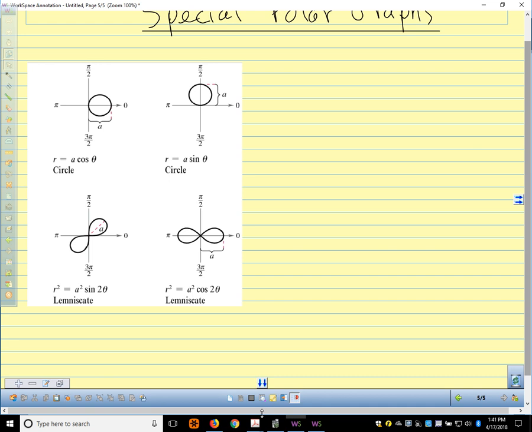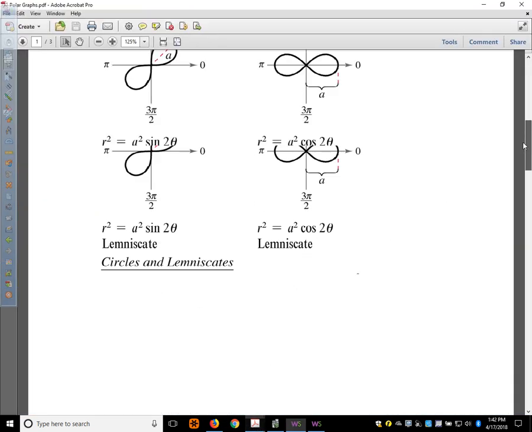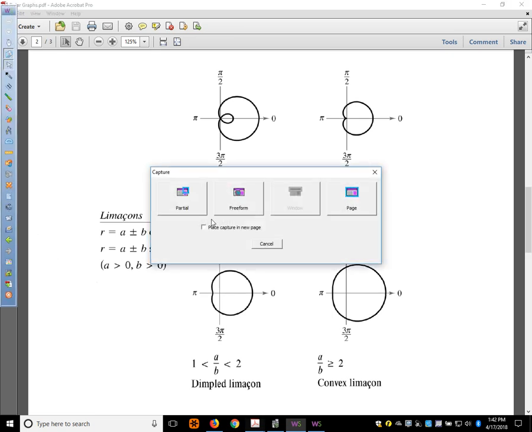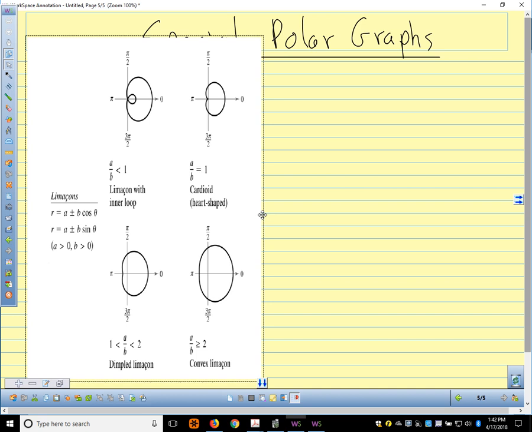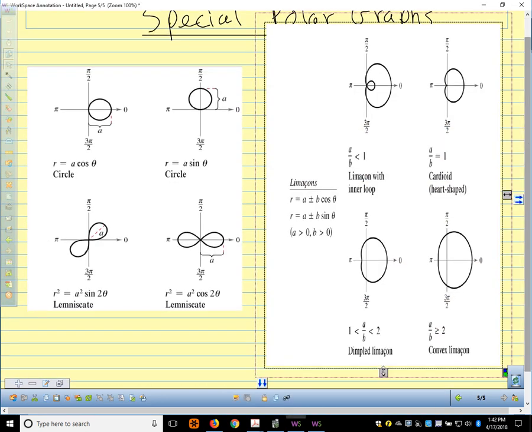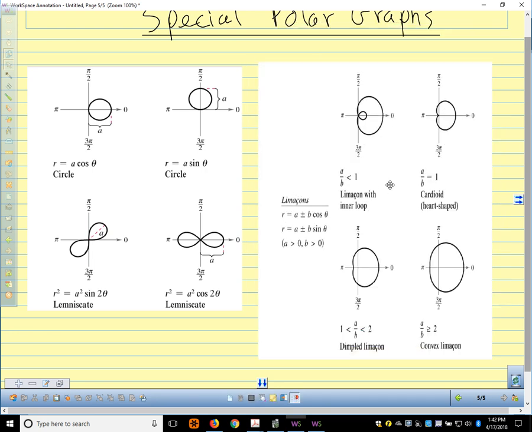The next family of special polar graphs are the limacons. What I would expect is that you recognize when you have r equals something plus or minus something cosine theta, or something plus or minus something sine theta, it's some kind of limacon. Depending on how a and b compare to each other, you get a limacon with a loop, a cardioid, a dimpled limacon, or a convex limacon, which just kind of flattens out. So those are limacons.